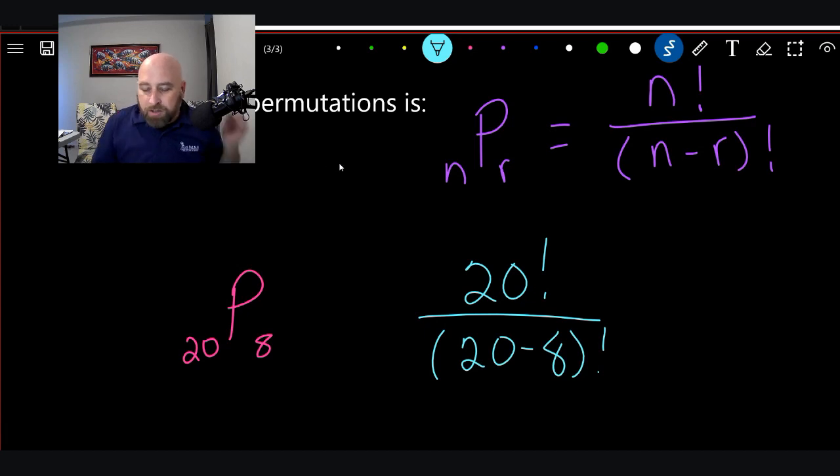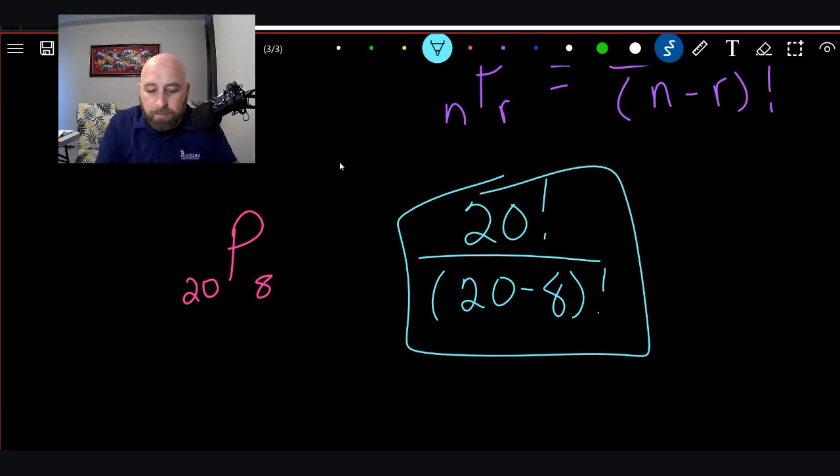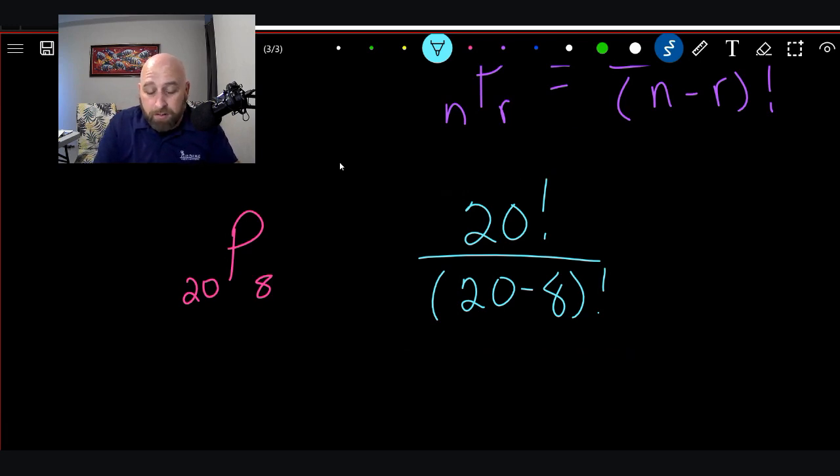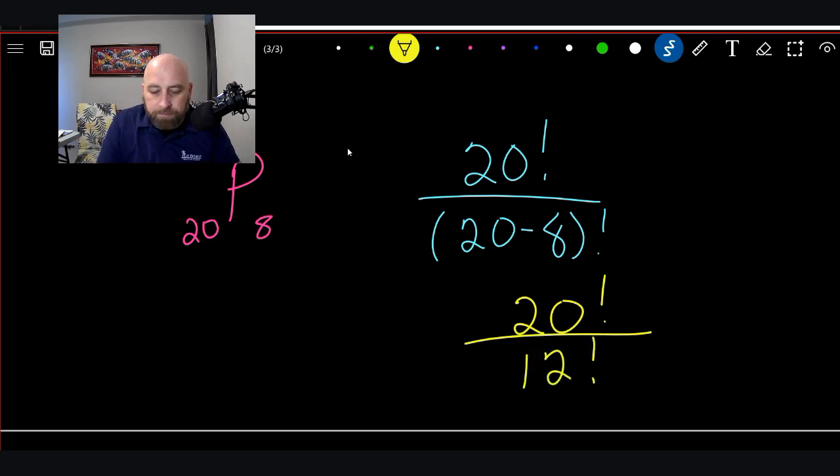Now, there's a little trick here, and here's the trick. You don't have to use these big numbers if you don't want to. You can cancel some of these numbers and make it a little bit easier to work with. How do you do that? Well, let's just solve this. So 20 factorial over 12 factorial. Now, watch what happens when I write this out.